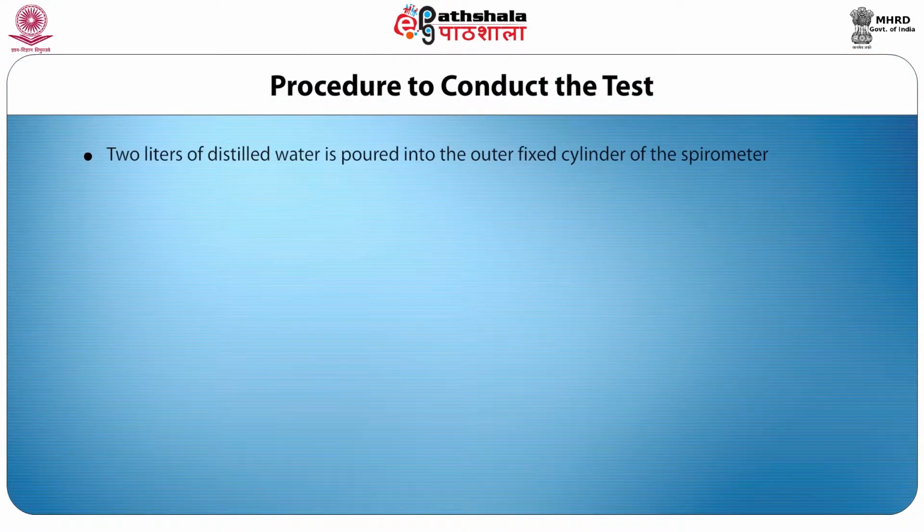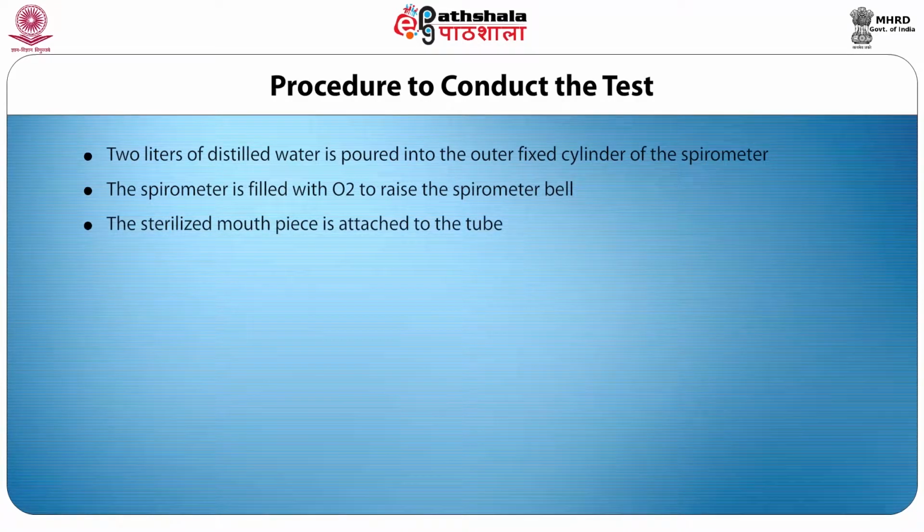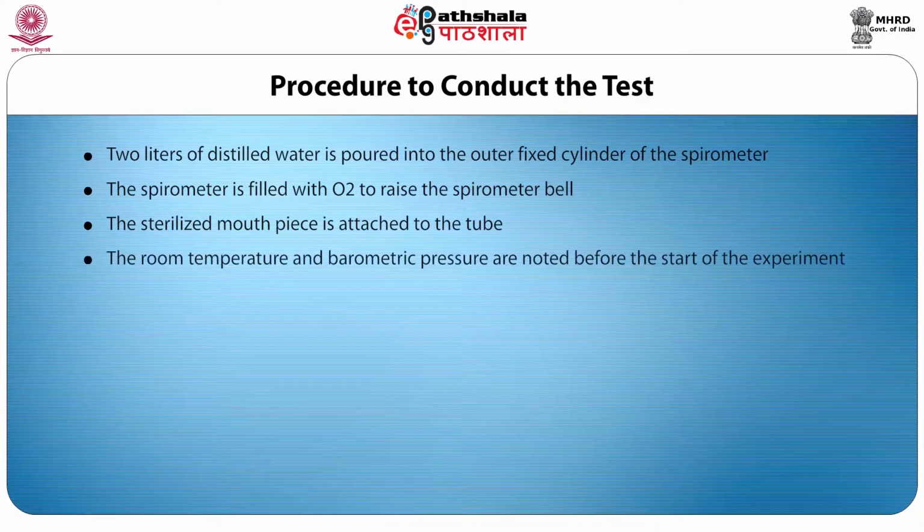2 liters of distilled water is poured into the outer fixed cylinder of the spirometer. The spirometer is filled with oxygen to raise the spirometer bell. The sterilized mouthpiece is attached to the tube. The room temperature and barometric pressure are noted before the start of the experiment.